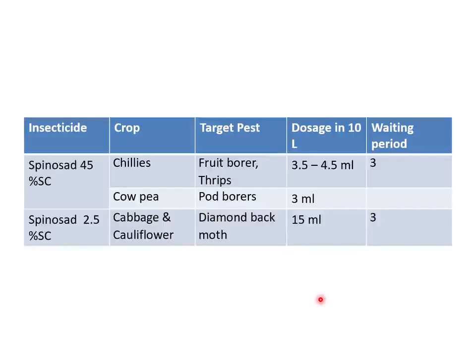And for cabbage diamondback moth, there is a correction in that. You correct it. It's not 15 ml. Oh, okay. Sorry. It's 2.5% SC. That's why the dosage is 15 ml. I thought it was 45 SC. In cowpea pod borers, that's a recommendation from our university. That is 3 ml per 10 liters. So it's a very good pesticide against lepidopterans and thrips. Remember, it is a blue labeled one, so we can easily recommend it against vegetable pests. And the waiting period is also low, that is 3 days.